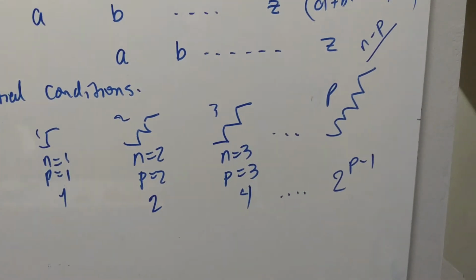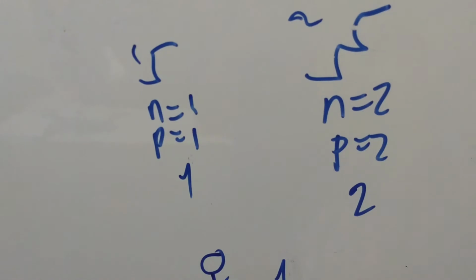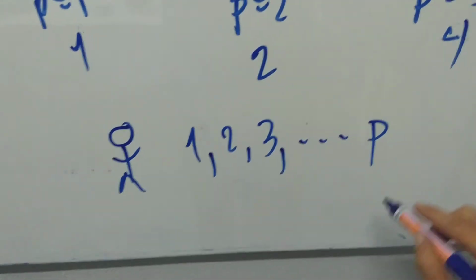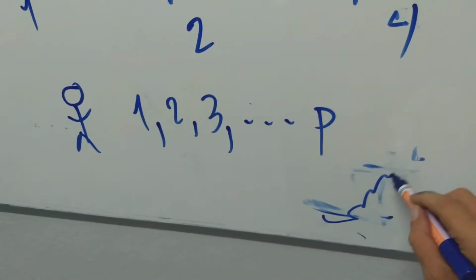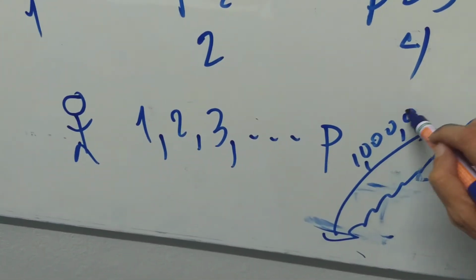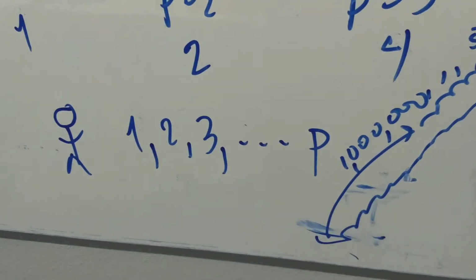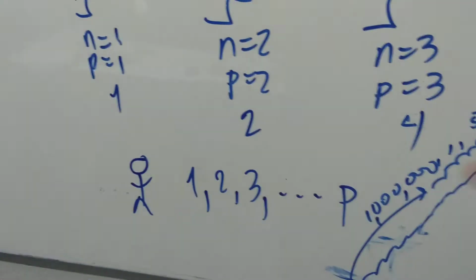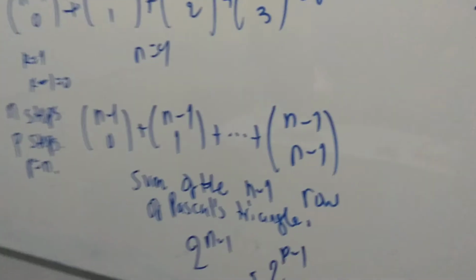Doesn't matter how many p. It doesn't matter what this guy is able to do. He can do 1 step, 2 step, 3 step, all the way up to a million steps. Here's the staircase, and he can do a million steps in one shot. That's fine, no problem. And then 1 step, and then 500 steps or whatever many steps. No problem. We can now do it because we have all the initial conditions we need. It's all figured out from this idea.